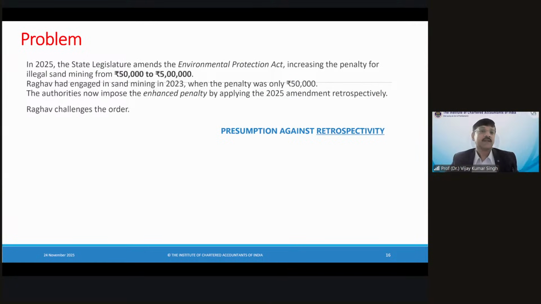Let us look at this particular problem. I would like to hear your views. So just read the problem. In 2025, the state legislature amends the Environmental Protection Act, increasing the penalty for illegal sand mining from 50,000 rupees to 5 lakh rupees. Raghav had engaged in sand mining in 2023 when the penalty was only 50,000. The authorities now impose the enhanced penalty by applying the 2025 amendment retrospectively. Raghav challenges the order. What is your view on this?